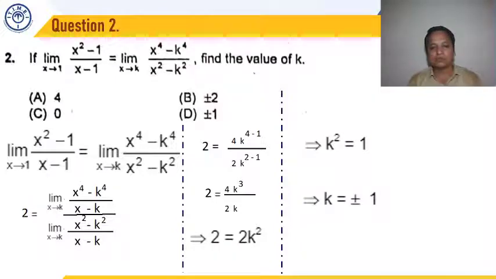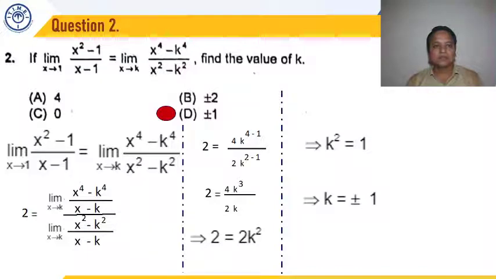Then we get a simple equation, 2 is equal to 2k square. So 2 is equal to 2k square implies k square equal to 1, which gives us k as plus minus 1. So the k value is plus minus 1. If we look at the choices, our choice comes out to be choice D.